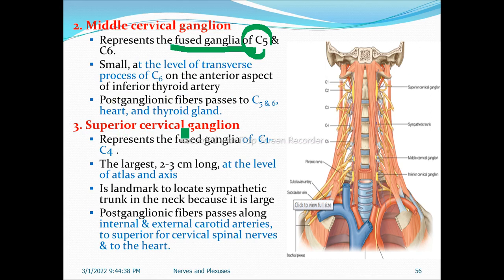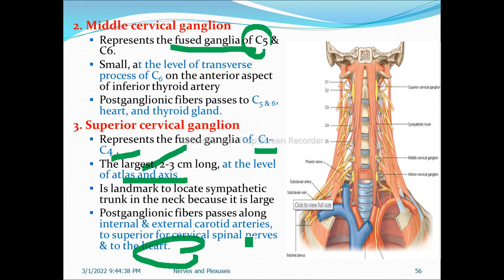And the superior cervical ganglion represents the fused ganglia of C1 up to C4. It is the largest of the three. It measures up to 2-3 cm long at the level of the atlas and axis bones. It is a landmark to locate the sympathetic trunk in the neck because it is large. Postganglionic fibers pass along the internal and external carotid arteries to the superior four cervical spinal nerves and to the heart. So the heart is supplied by the three: superior, middle, and inferior cervical ganglia.